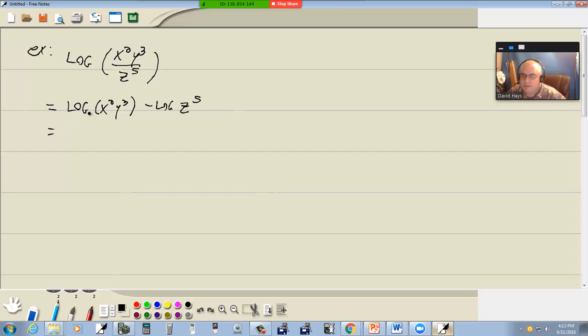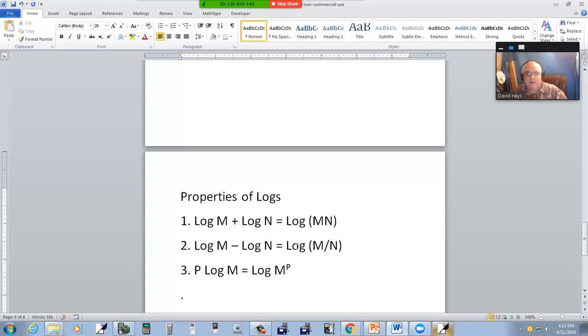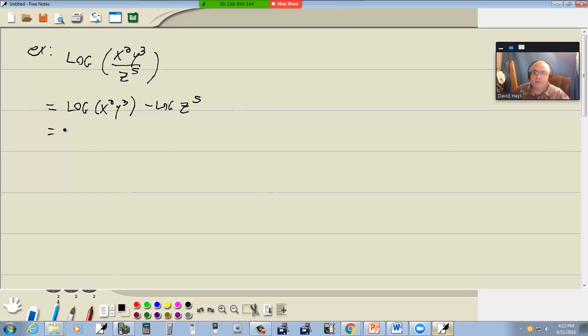Now looking at our first set of parentheses, we've got multiplication. And multiplication from property 1 becomes addition. So this will be log x squared plus log y to the third minus log z to the fifth.